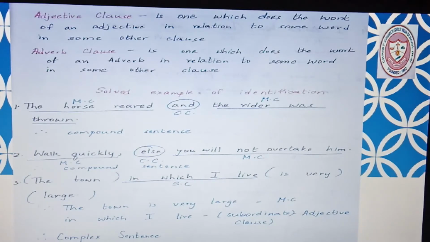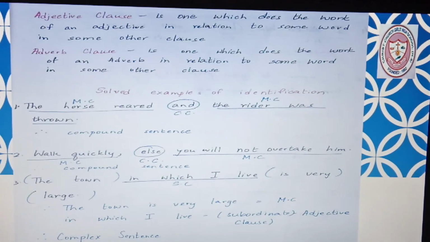Now, in the first case, we see: the horse reared and the rider was thrown. These two clauses, if separated, each make complete sense by themselves. So the first part, the horse reared, becomes a main clause. The rider was thrown, that too becomes a main clause. And the conjunction 'and' is a coordinating conjunction. So we can understand that this has to be a compound sentence. So it's written, therefore, compound sentence.